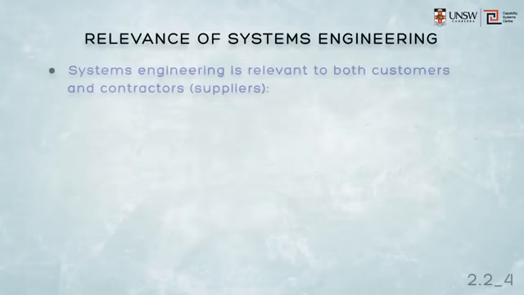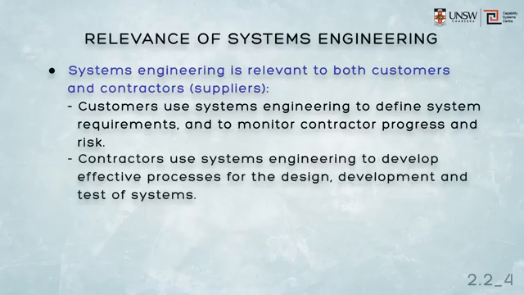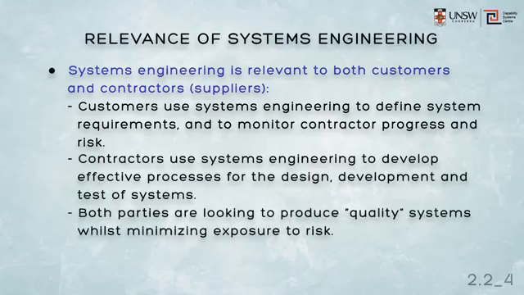Now, first we should observe that systems engineering is relevant to all parties as well as to all systems, and it's particularly relevant to both the customer and the supplier. The customers use systems engineering to define business, stakeholder and system requirements, as well as to monitor the contractor's progress and risk. The contractors use systems engineering to develop effective processes for the design, development and test of systems. So both parties are looking to produce quality systems while minimising their exposure to risk, and this is what systems engineering can help them with.